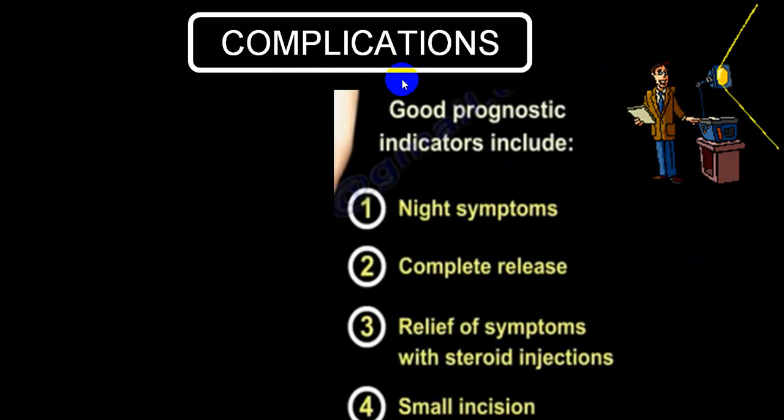Complications: by and large a person who is not treated early will have irreversible damage as far as the sensory and motor system is concerned. A person who undergoes early investigations and early decompression, or we call early release of carpal tunnel, will get a good prognosis. So indicators of good prognosis are a person who was having night symptoms, complete release, relief of symptoms with steroid injections, and a small incision. This will be a good predictor.